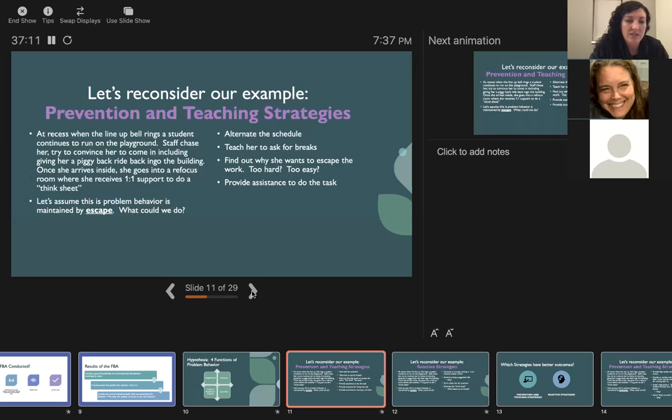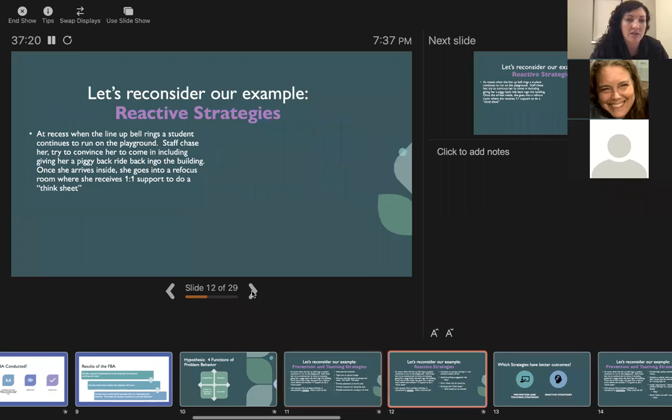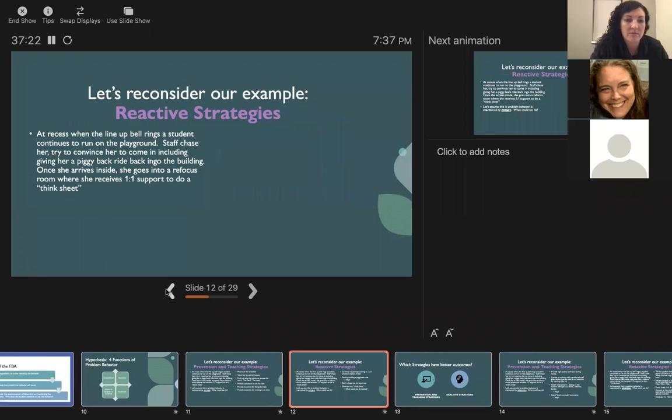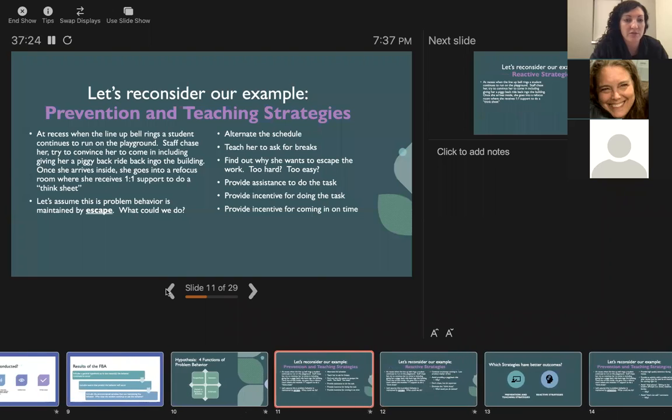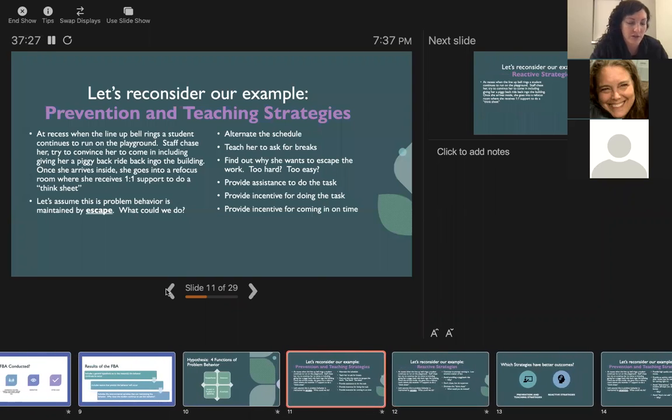Provide assistance to do the task. She may need some help. Provide incentive for doing the task. Provide incentive for coming in on time. And that's actually what we ended up doing for the student. First, we had to change the staff behavior of chasing and piggyback riding, which I can talk about a little bit later. Then we incentivized the student for coming in on time through a token economy system that was already in place in the classroom.